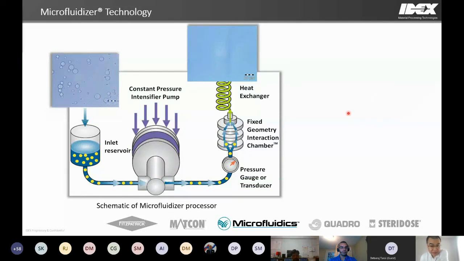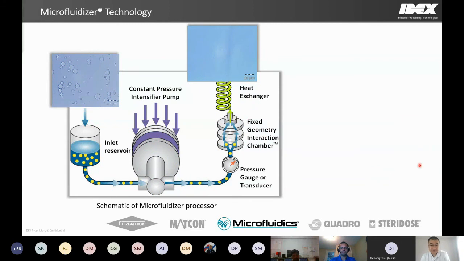The principle of the microfluidizer technology and how the system works is explained in this diagram. Product enters the system via the inlet reservoir and is pulled into a constant pressure pumping system, which pushes the material through a fixed geometry interaction chamber at pressures up to 30,000 psi, where the material experiences constant high shear rate and impact forces. So all materials inside the chamber receive the same treatment to achieve consistent and reliable results. After passing through the interaction chamber, the product is effectively temperature controlled and collected.